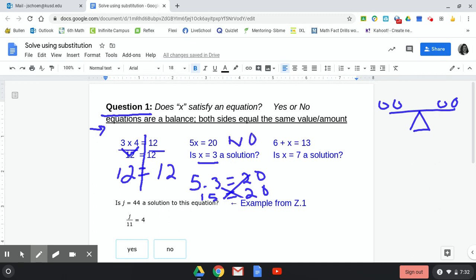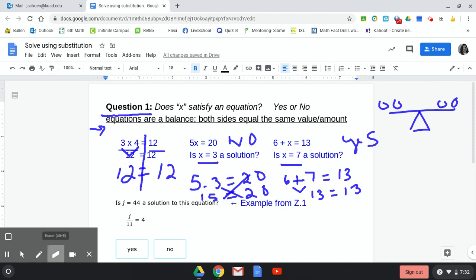Let's look at the next one. They're going to use adding, subtracting, multiplying, and dividing. So here we see 6 plus x equals 13. Is x equals 7 a solution? So I'm going to substitute the value 7 in where the x is. So I'm going to write 6 plus, instead of x, 7 equals 13. Okay, now I need to do that math. 6 plus 7 is 13, and 13 equals 13. So this answer would be yes.